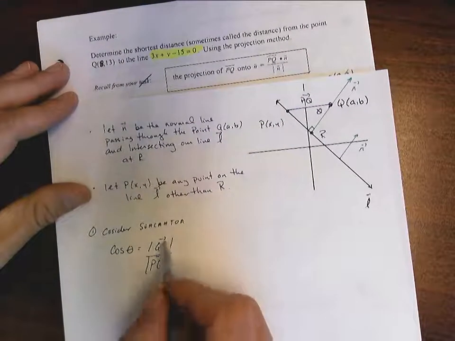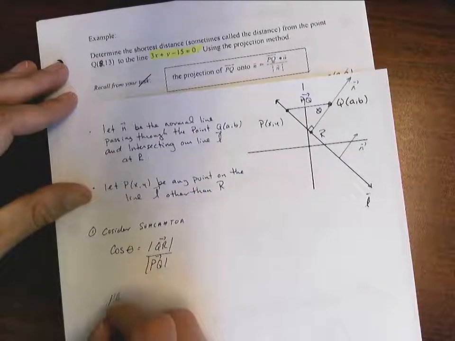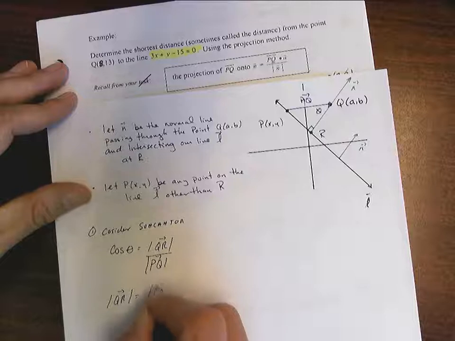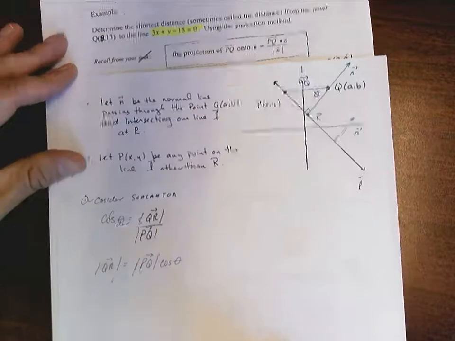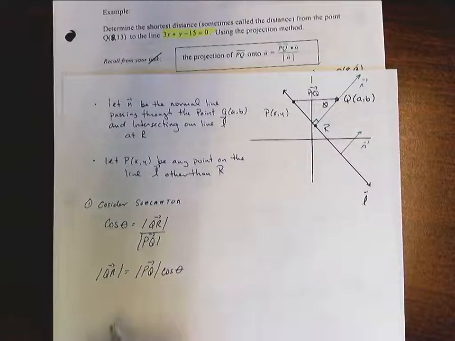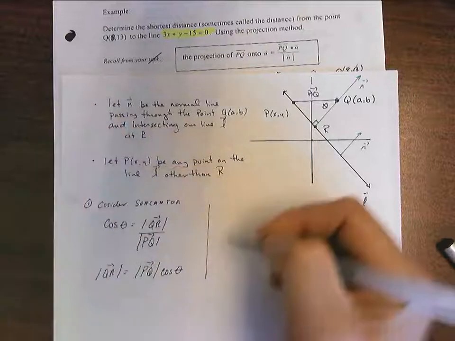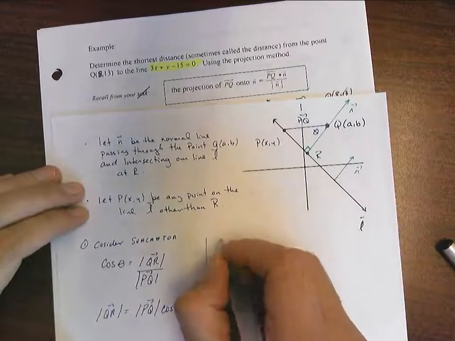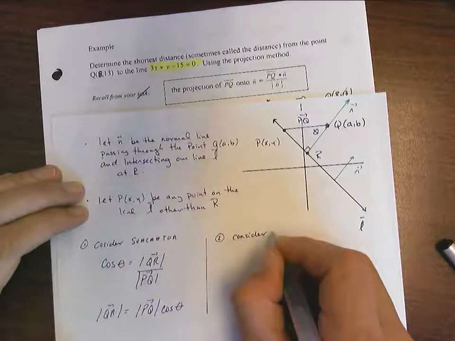Now these are scalars, so there's no problems with me multiplying through and creating QR is going to equal the magnitude of PQ cos theta. And that was just me rearranging that, and there shouldn't be any problem with that either. So that was the first thing I wanted to consider. Now, I want to come out of there and consider something totally different. I would like to consider the fact that I could the dot product.